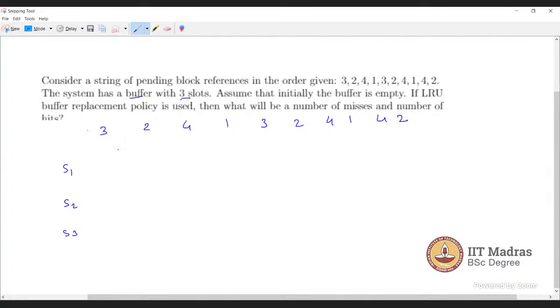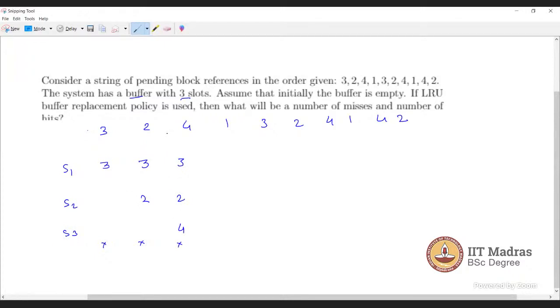Why is it a miss? Everything is blank, so the buffer does not have anything. It will first search in the buffer, and there is nothing, so it's a miss. So it will first enter 3. It is a miss, right? Then 2 is also not in the buffer, so 2 is also a miss for us. We need to add 4. 4 is also a miss, it's not there in the buffer.